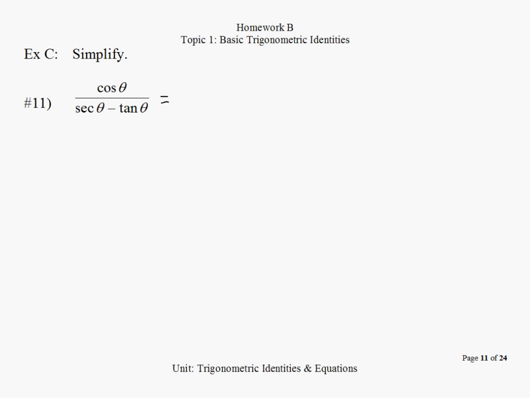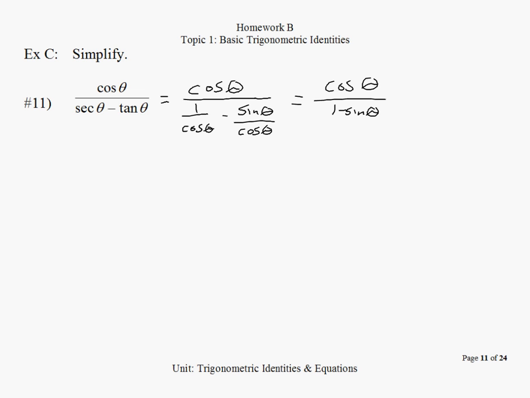Number 11, I'm supposed to simplify this. When I look at my denominator, I see a secant and I see a tangent. I'm going to change those. I'm going to change secant to its reciprocal identity. I'm going to change tangent using its quotient identity. Now, on the bottom of my fraction, I'm subtracting 2 fractions. So I want to get common denominators, which I already have. So I'm going to subtract those. To do so, I'm just going to take 1 minus sine of theta over the original denominator of cosine of theta. This is a complex fraction.